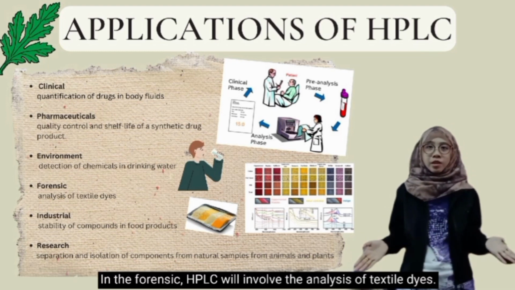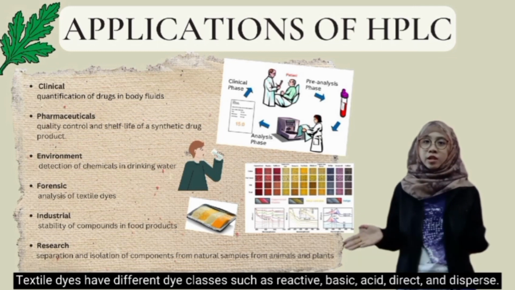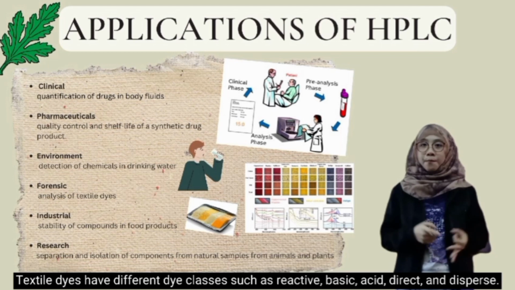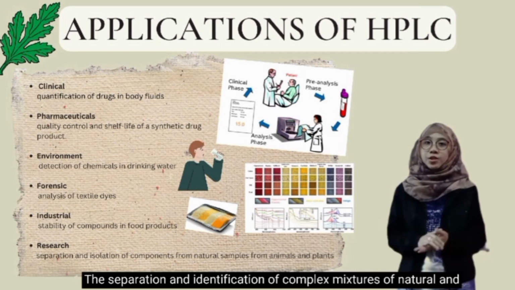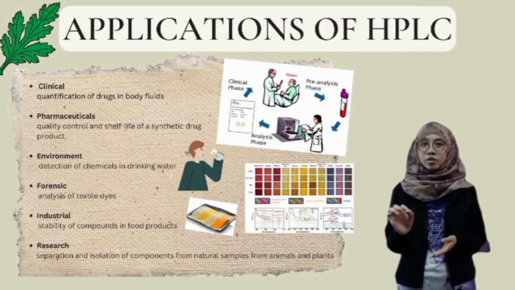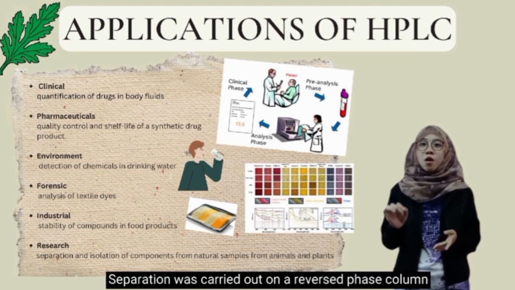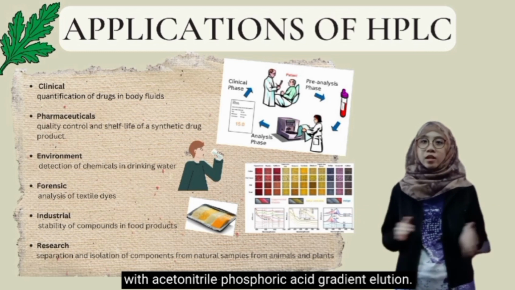In forensics, HPLC involves the analysis of textile dyes. Textile dyes have different dye classes such as reactive, basic, acid, direct, and disperse. The separation and identification of complex mixtures of natural and synthetic textile dyes is done using HPLC with diode array detection. Separation was carried out on a reverse phase column with acetonitrile phosphoric acid gradient elution.